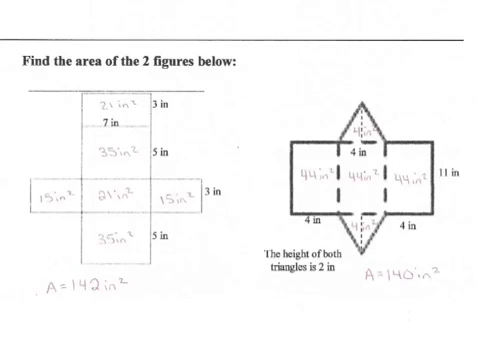Now, in order to calculate the area of these two figures, you first had to find the area of each of the rectangles, and then you add them together, so your answer should be 142 inches squared. Make sure you show your work. And over here on the right, you have to find the area of the two triangles and the three rectangles. You add them all together, and so your answer is 140 inches squared. If you got this wrong, please pause the video and rework the answer so that you get the same answers as I do.